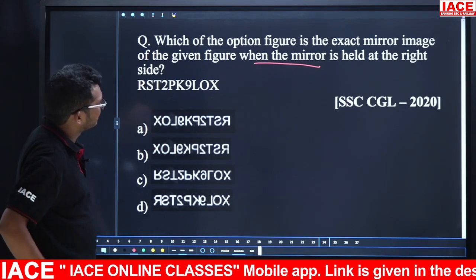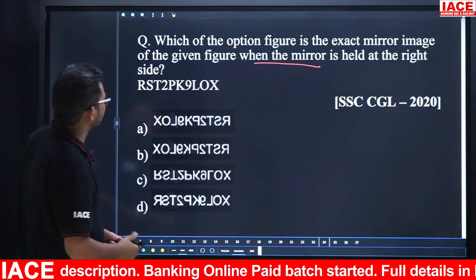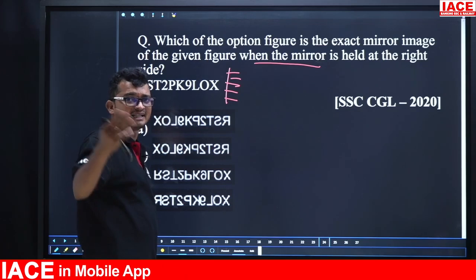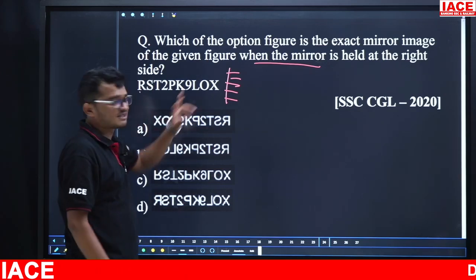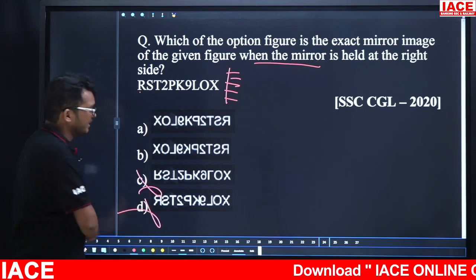Which of the option figure is the exact mirror image of the given figure when the mirror is placed at the right side of the figure? And friends, if it is a mirror image, left is right and right is left. Sequence is R to X. That means mirror image means X to R. So X to R means the last two options are eliminated.